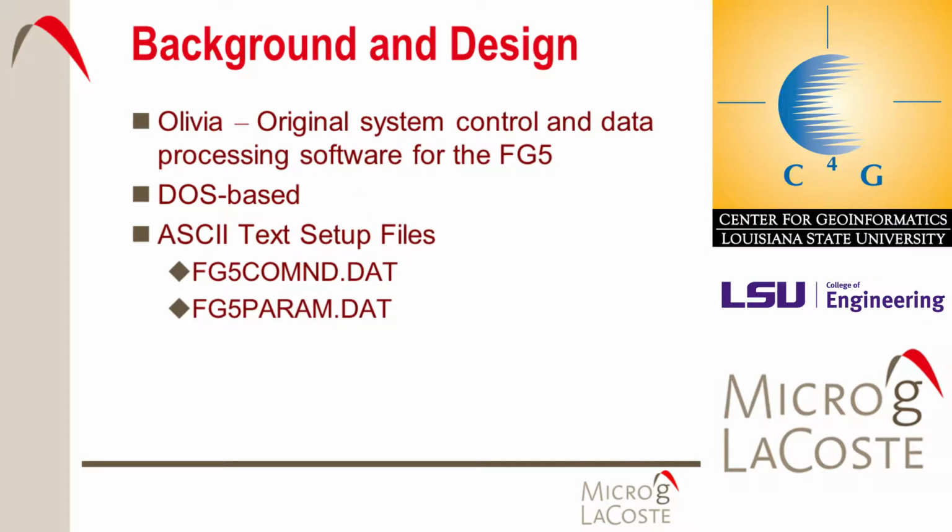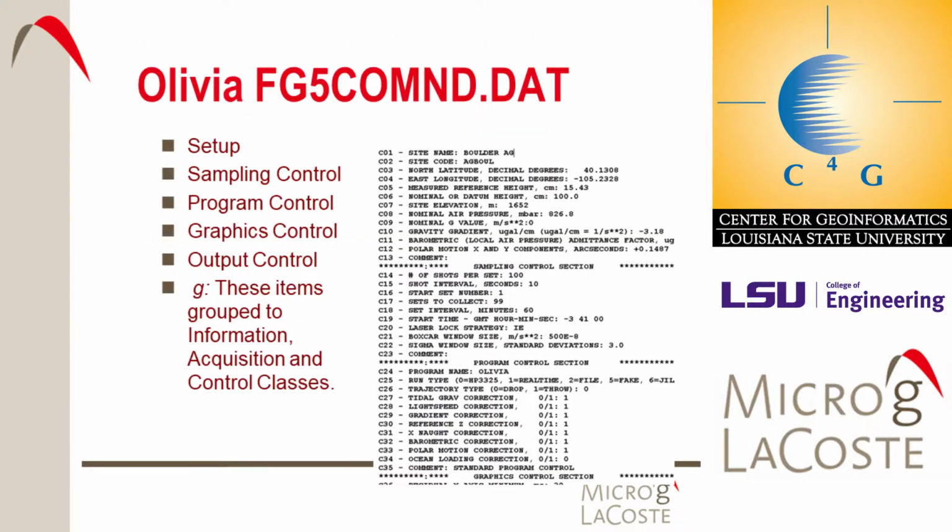The original processing software was called Livia. It was DOS based, and you'd end up with text files. You can see here, this is where you did all the setup, sampling control of the program. It was clumsy. It was bulky. It was kind of hard to use.